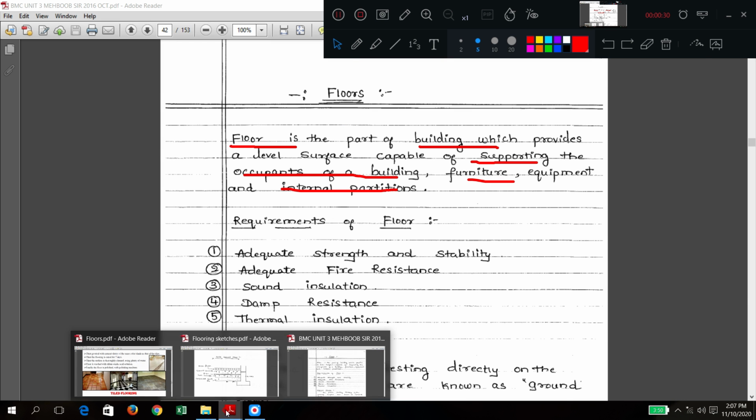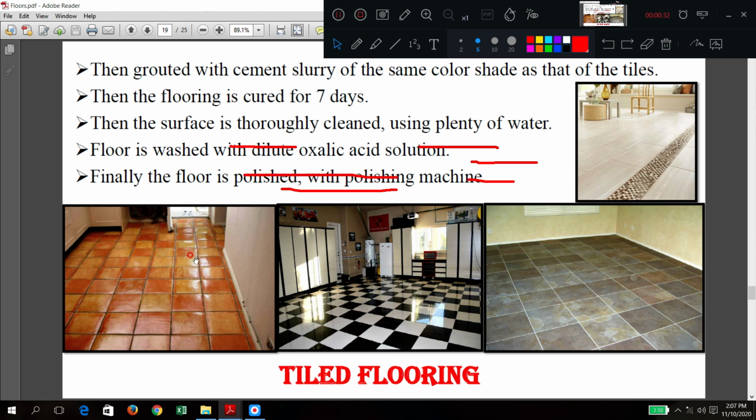Can you see in this diagram which supports what? Occupants, instruments, equipment. And it will also provide support to the internal walls, also partition walls like this. So all these things will be supported by the floor. This is a floor.